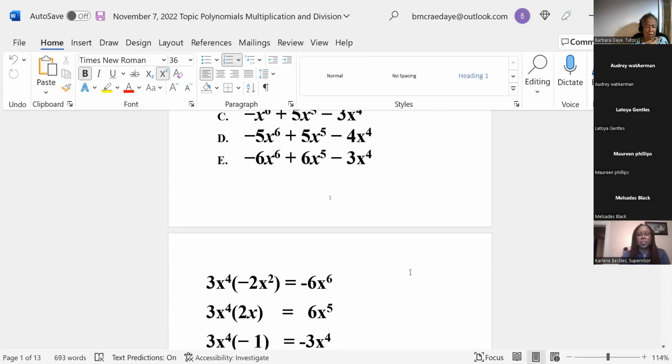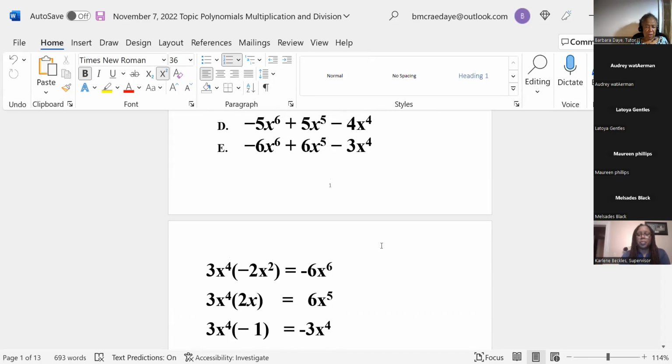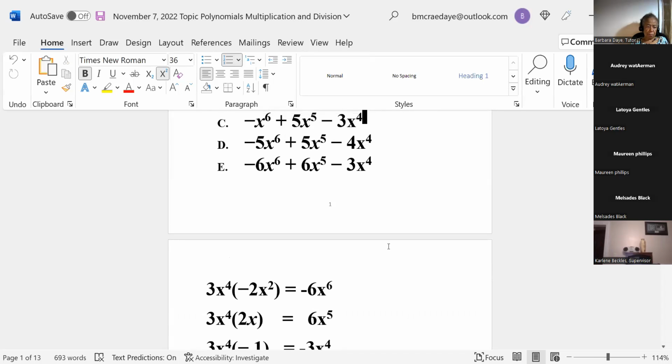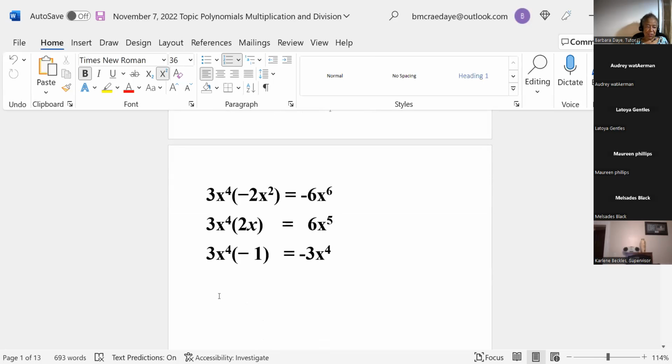Okay, so now here are the numbers for multiplying the monomials, and I ask you, Mercedes, which one did it match? Which one did you say? A, B, C, D, or E? I said first I say D. And now you say what? E. Very good, because minus 6x to the 6th is the first term, 6x to the 5th is the second term, minus 3x to the 4th is the third term. So your answer is letter E.